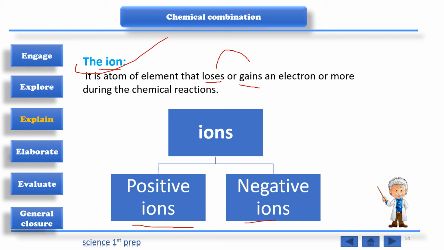A metallic element loses one electron or more, and it becomes positive because the number of positively charged protons becomes more than the number of negatively charged particles. If the non-metallic element gains one electron or more during the chemical reaction, it will be a negative ion because the number of negatively charged particles, electrons, becomes more than the number of positively charged particles.